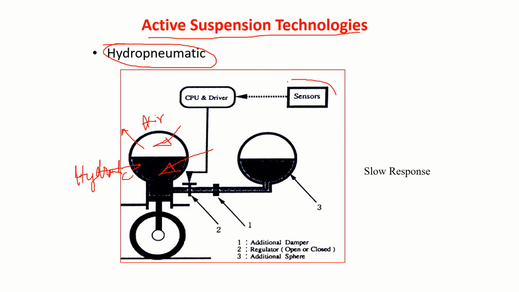So sensors see the road condition. Based on the road condition, the CPU calculates what should be the suspension force to be generated. Accordingly, suspension force is generated here. Suppose you require this to be very hard. Pump in more oil, then this will become hard. Pump out oil here, then this air will expand, this will become soft. So that way we can go on varying this.